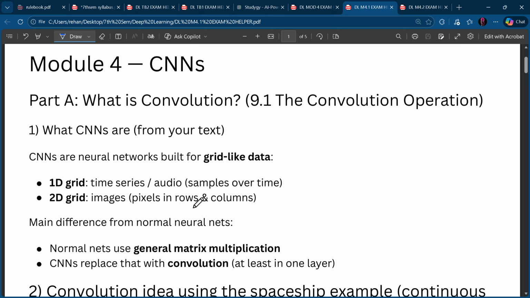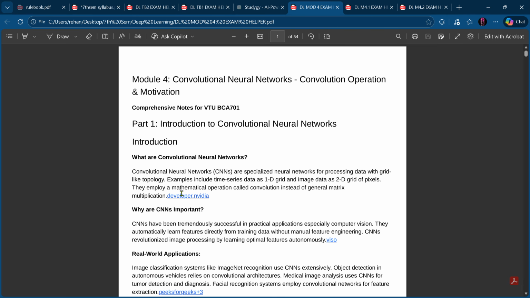See, 1D is like audio files, just one direction. 2D is like images, it can be papers and so on, pixels in rows and columns. So it includes time series data as 1D and image data as a 2D grid of pixels.